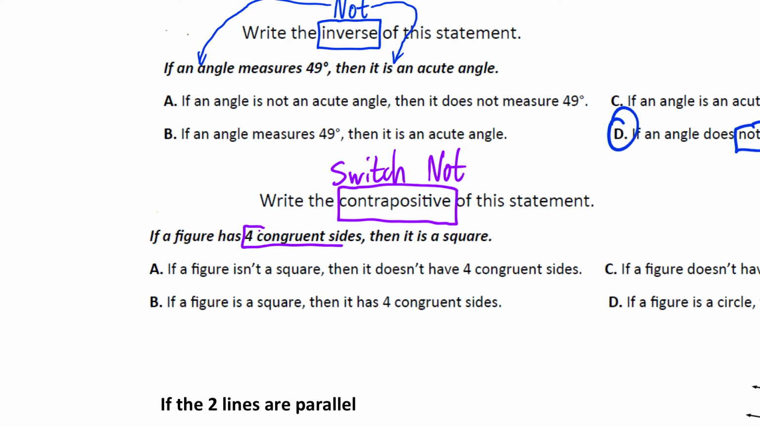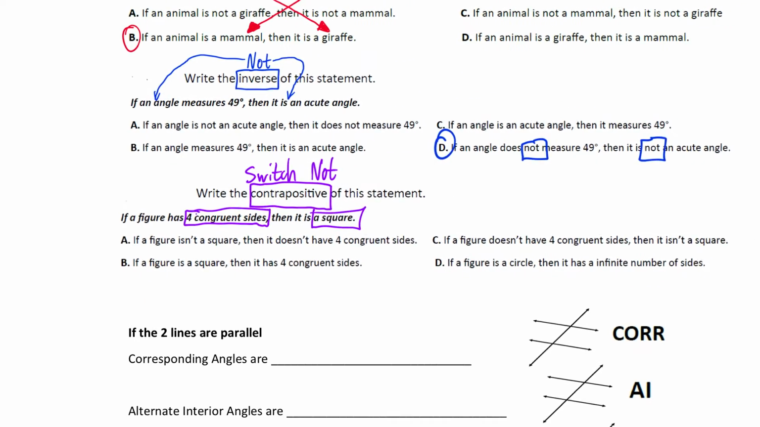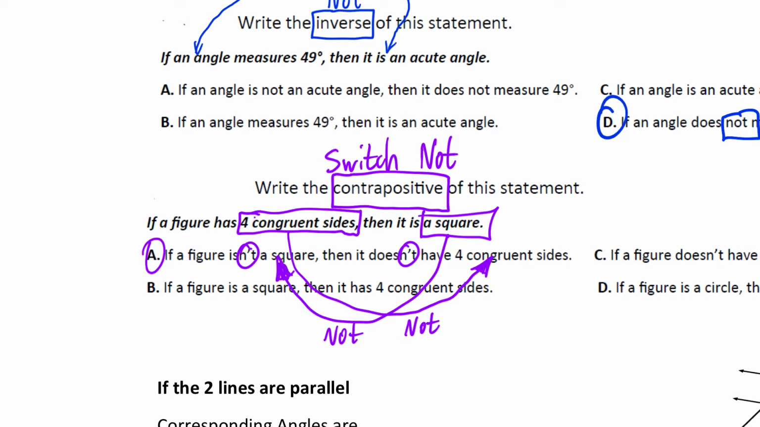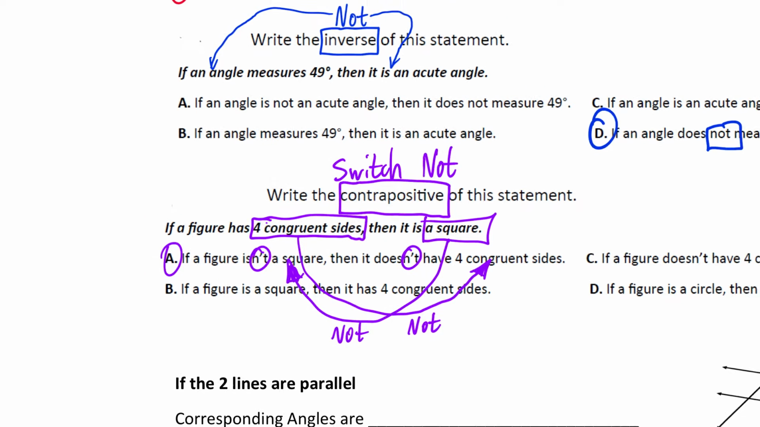So basically the main idea of the first part of the hypothesis is 4 congruent sides. The main idea of the conclusion is that it's a square. So we're going to switch them and make it say not. And yep, A is the correct one, because notice how 4 congruent sides went to the back and square went to the front on this sentence. And they both added in the word not, like here is not, does not. So they switched places and it added the word not. So that's what we call contrapositive.